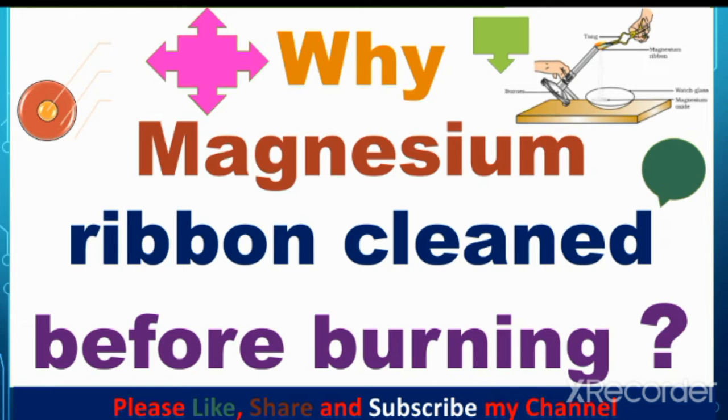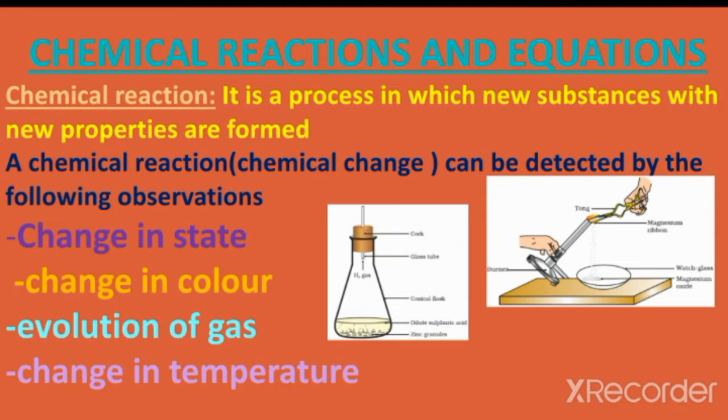In this video, I am going to explain about chemical reactions and equations of class 10th science. First, the chemical reaction. It is a process in which new substances with new properties are formed. So in a chemical reaction, new substances are formed with new properties. That can be represented in a systematic way, which is simply known as a chemical reaction.